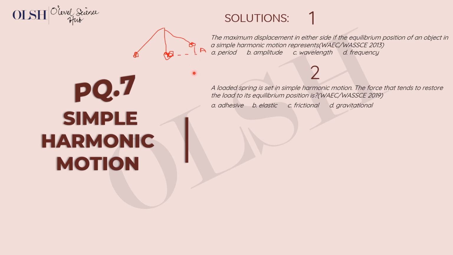Because of that pull in this direction, it tries to go with the force of gravity, but this cord or this string won't let it go. So it just goes in that kind of motion to this point of equilibrium, where it can now stage an opposition to the force of gravity. So this is the equilibrium position. And in this case, our answer will be gravitational, because that's the force that tends to restore the load.